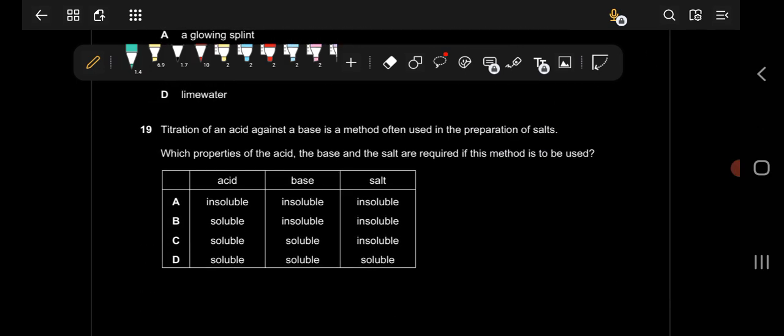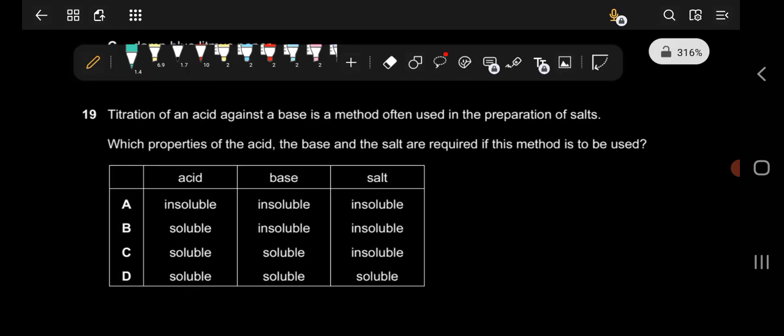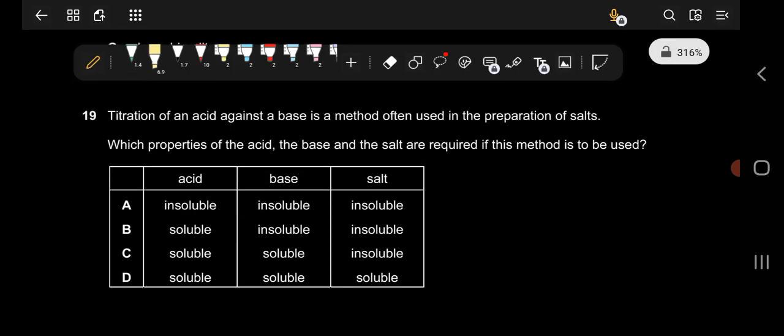Titration of an acid against a base is a method often used in the preparation of salts. Which properties of the acid, the base, and the salt are required if this method is to be correct? Now they are asking about titration.